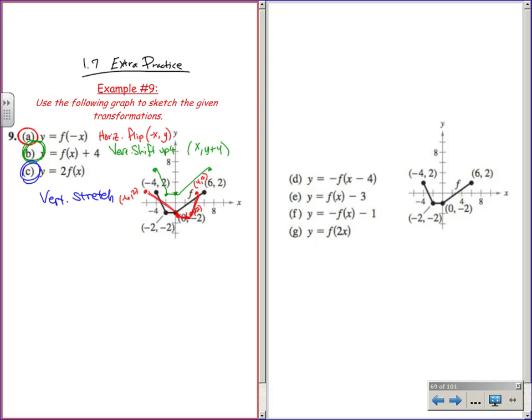Stretch. By a factor of 2. We're multiplying by 2. Okay? So, what can I do with my point? Got it. You guys agree? The x's stay the same, the y's get doubled. Cool.